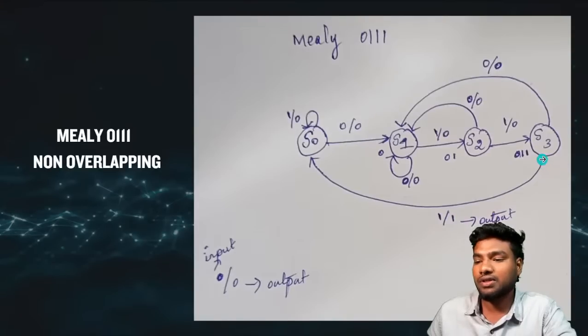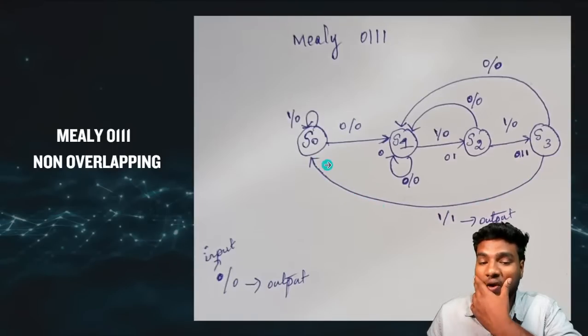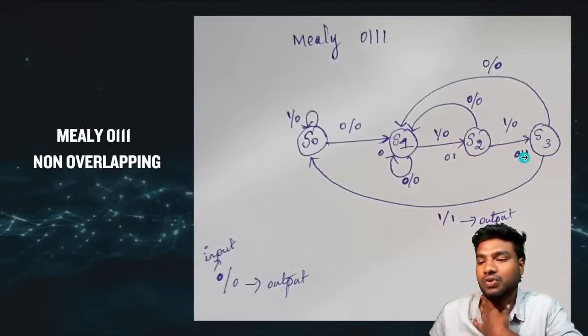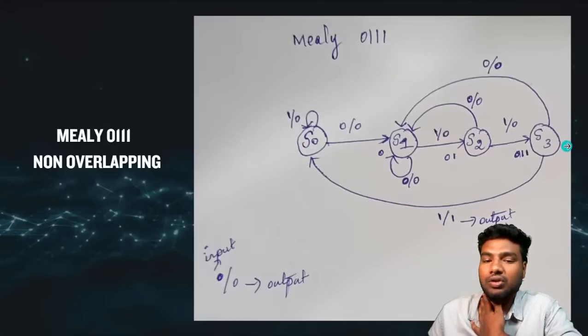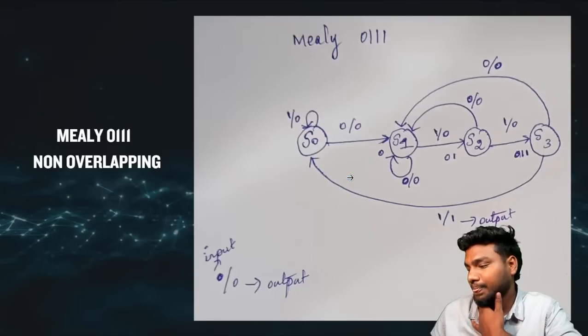And you can see here it will go to the initial state. If it goes to the initial state, we can say this is a non-overlapping state machine. Why? Because after the sequence detection it starts from the beginning, so it moves to the initial state S0.